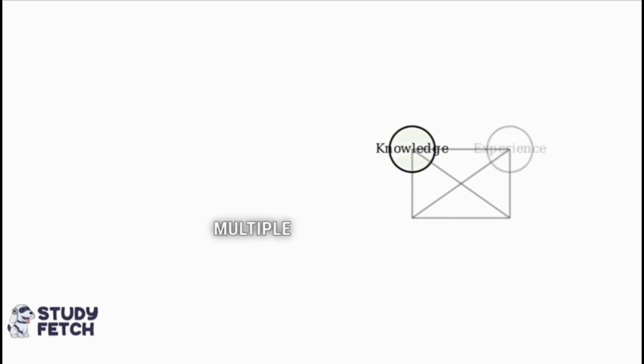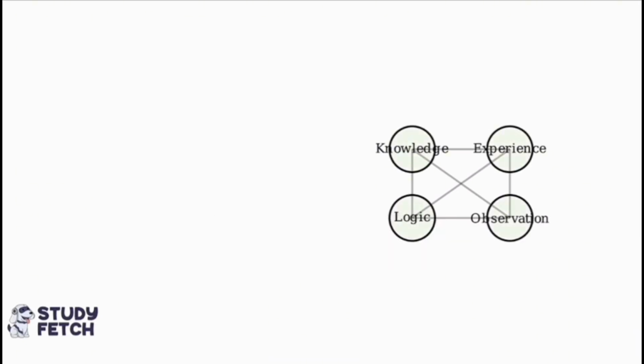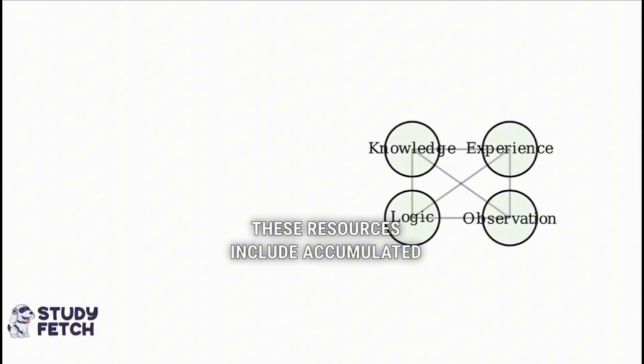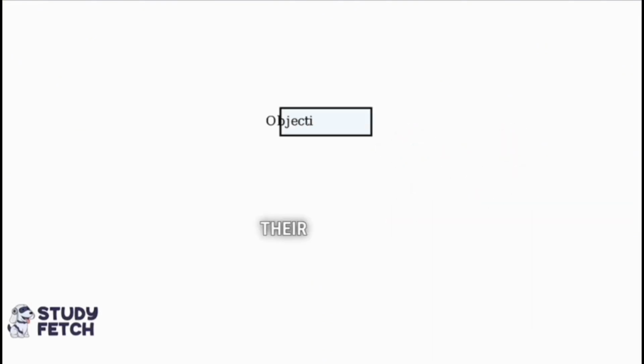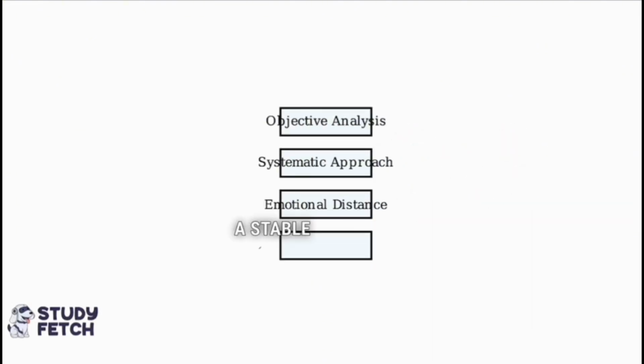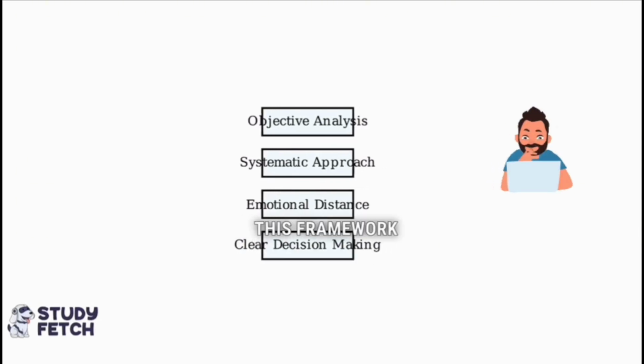Self-reliance is built upon multiple interconnected resources. These resources include accumulated knowledge, personal experience, logical reasoning, and keen observation skills. Their rational framework provides a stable foundation for processing information and making decisions. This framework enables them to maintain emotional distance while engaging in clear, objective analysis.